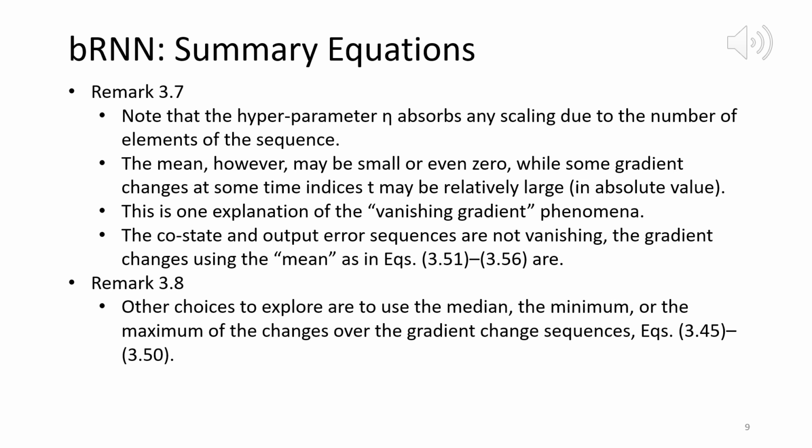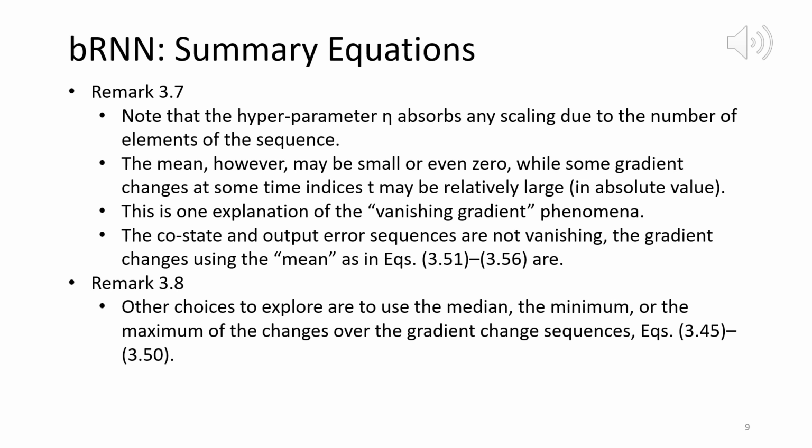The mean, however, may be small or even zero, while some gradient changes at some time indices t may be relatively large, in absolute value. In fact, this is one explanation of the vanishing gradient phenomena. That is, even though the cost-state and output error sequences are not vanishing, the gradient changes using the mean, as in equations 3.51 to 3.56, are.